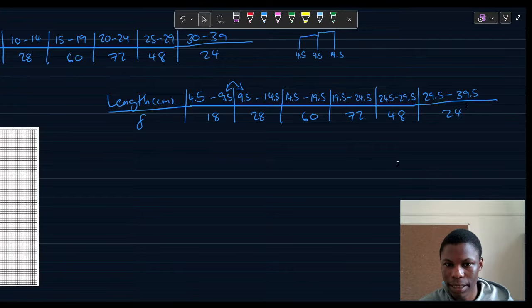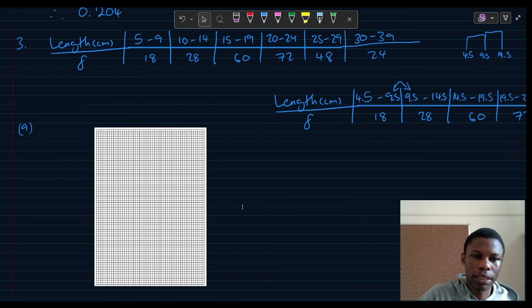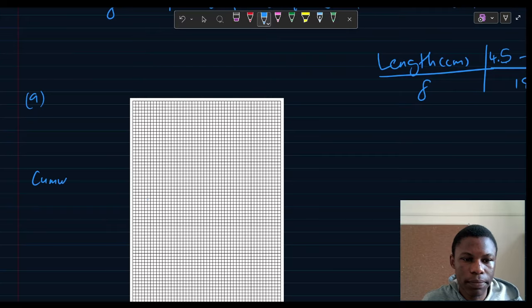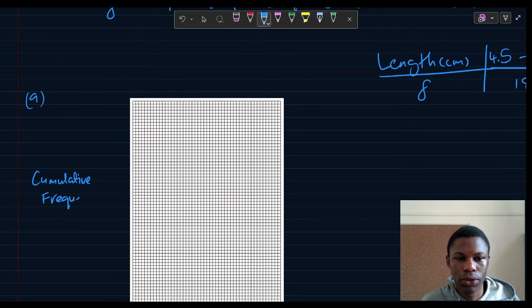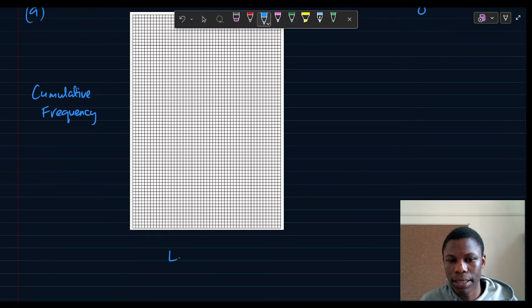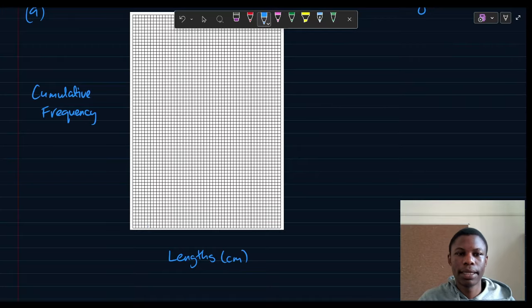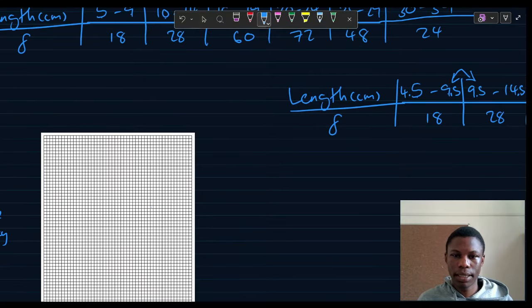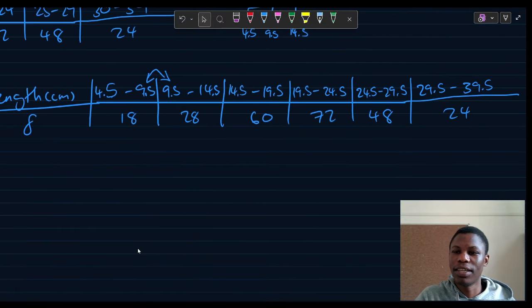Once we have this, we can move on to the next step. When you're drawing a cumulative frequency graph, on your vertical axis, you're going to have your cumulative frequency. And on your horizontal axis, you're going to have whatever your classes are. In this case, our classes are length in centimeters. Always put your units. We already have our length, right? But we don't have cumulative frequency, so we need to find what our cumulative frequency is.